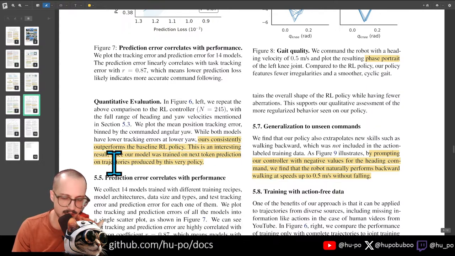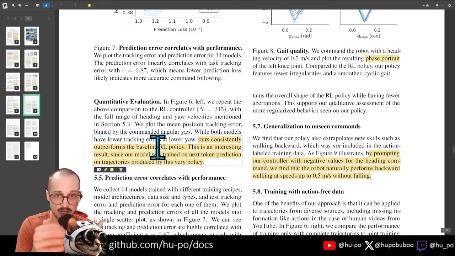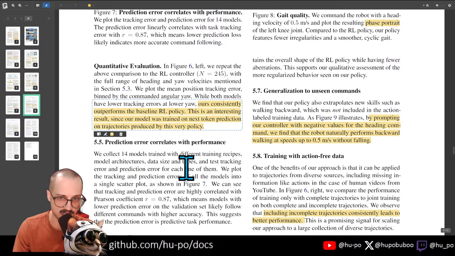Quantitative. Ours consistently outperforms the baseline RL policy. This is an interesting result. A baseline is what you're comparing to. So when you're doing an experiment, in order to know whether you're doing something well, you're going to compare it against something else. And the thing that you compare it against is called the baseline. So in this case, they're using a reinforcement learning policy as the baseline.